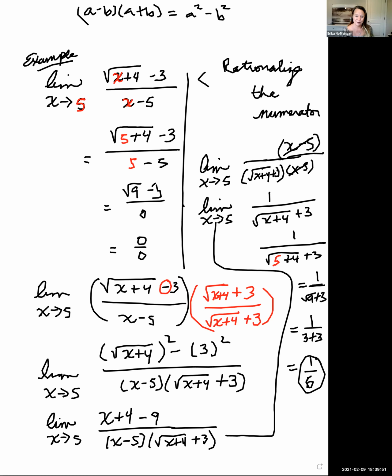It's okay actually for a limit to be undefined at a value. It might approach some value, but in that case, we'll see actually a little bit later that that's an asymptote, a vertical asymptote. So that graph, that limit is actually really shooting off to positive or negative infinity at that value if you get a number over 0.